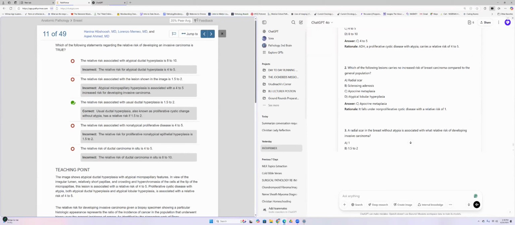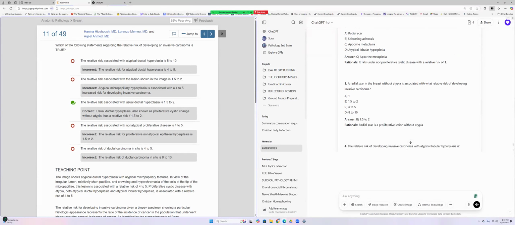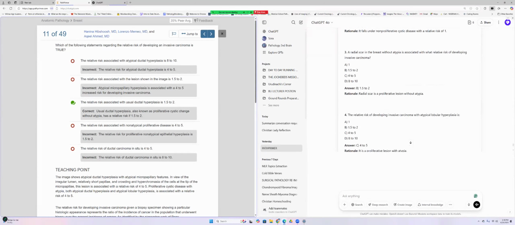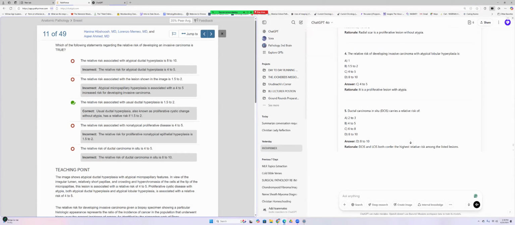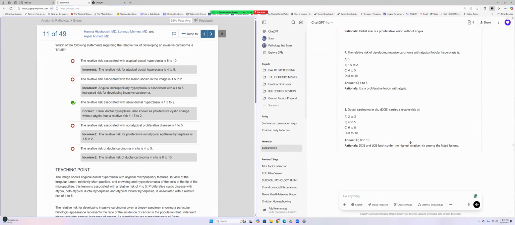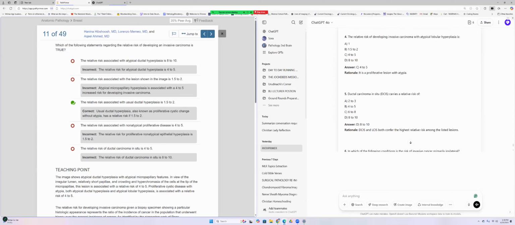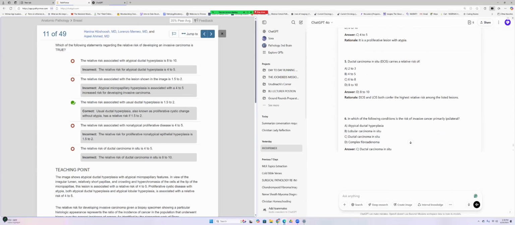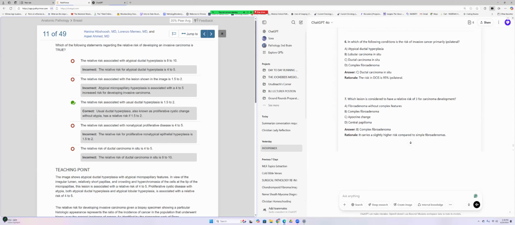Okay, let's continue. Apocrine metaplasia, so number 3. It's usually going to be better, without atypia, with a risk of 1.5 to 2. Number 4 has a risk of 4 to 5. Anything that has atypia already goes to 4 to 5. Then if it is DCIS, 8 to 10. Or LCIS. Number 6.